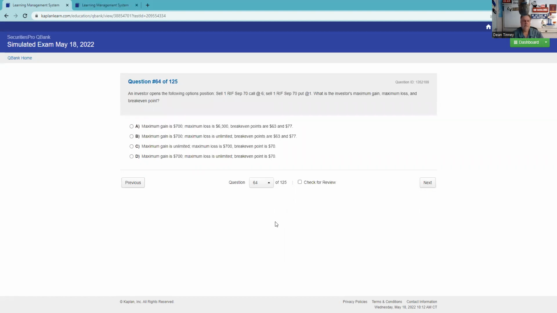An investor opens the following option position: sell a 70 call at 6 and sell a September 70 put at 1. So I am selling two different types of options. So this is a short straddle. There are 4 questions about a straddle. Can you identify a straddle? A straddle is when you're long 2 different types of options or short 2 different types of options.